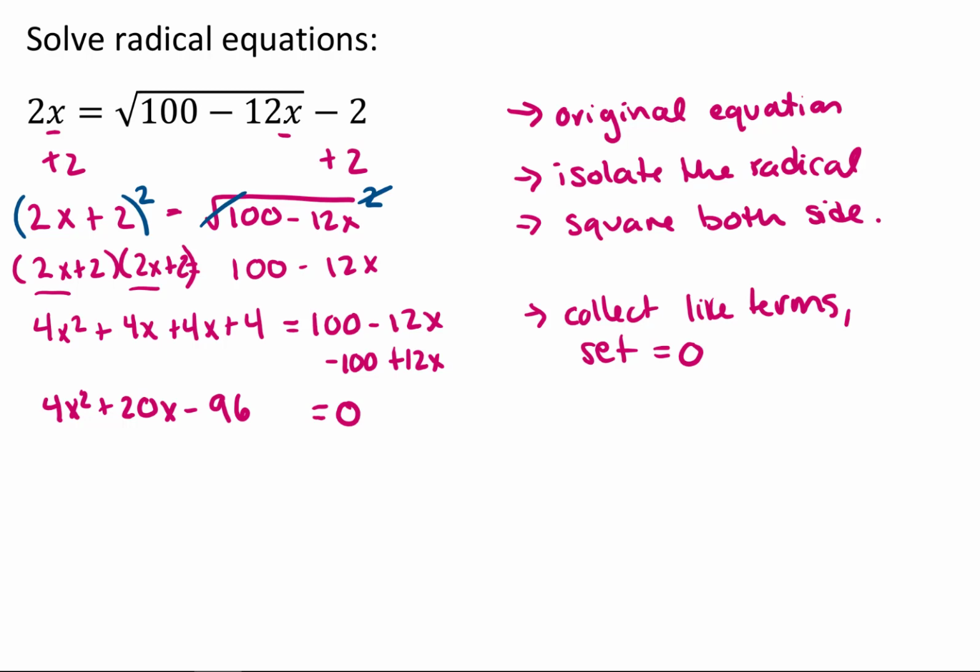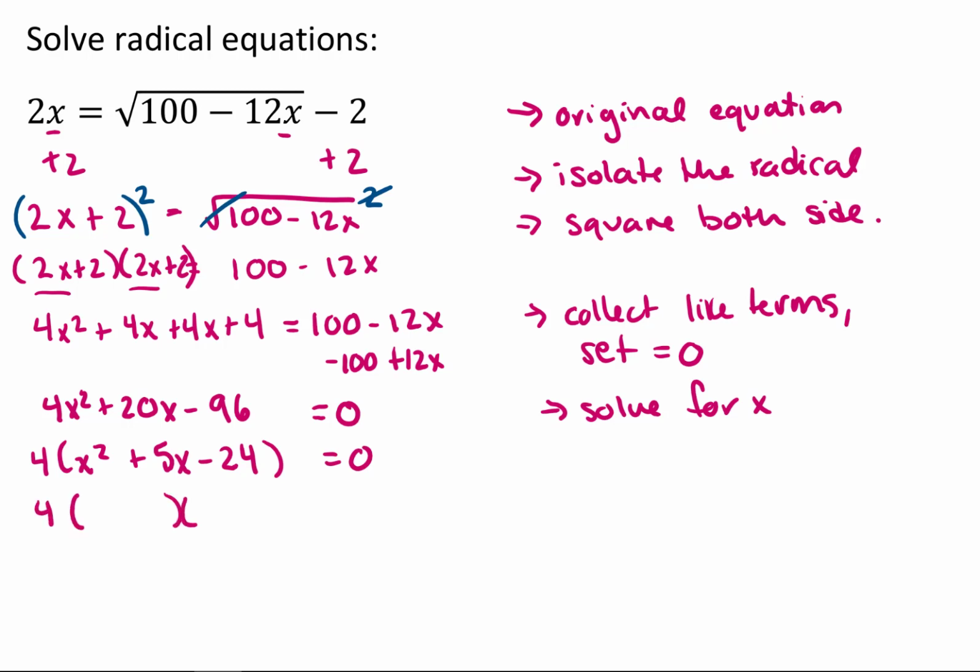We want to solve for x. I'm going to first notice that I have a common factor of 4. So I'm going to factor out the 4. And then I'm going to factor the parentheses. So we're looking for numbers that multiply together to get negative 24 and add together to get positive 5. So x plus 8, x minus 3. So now we have our factors.